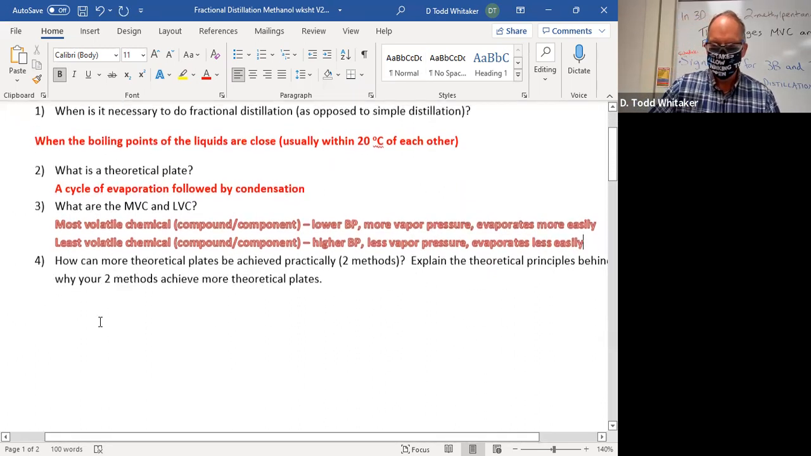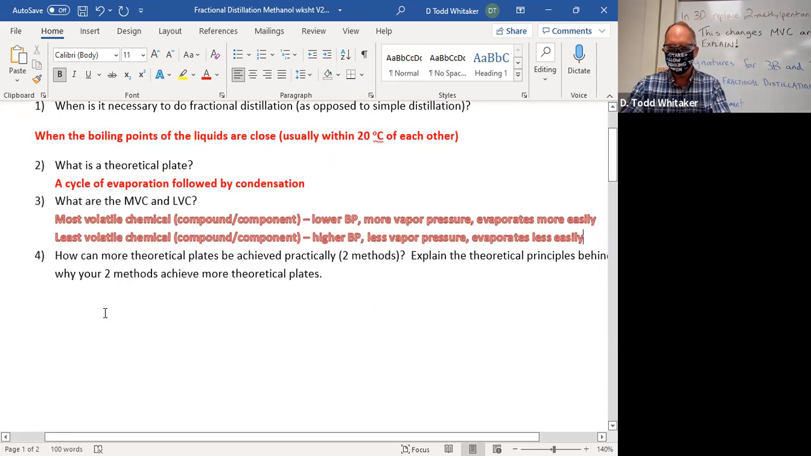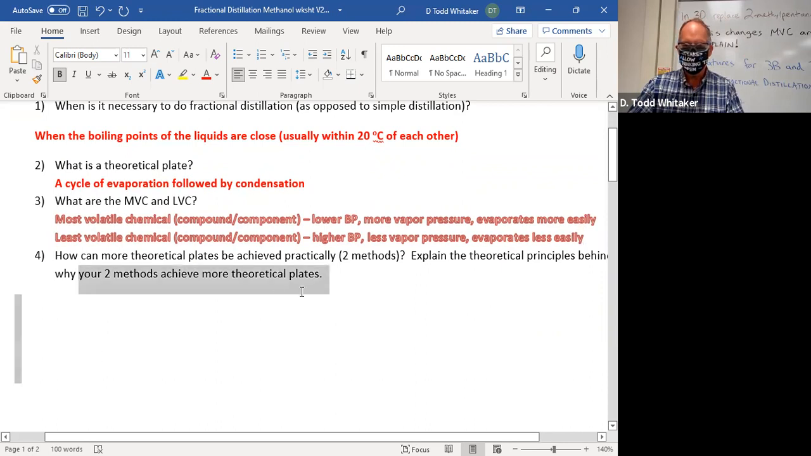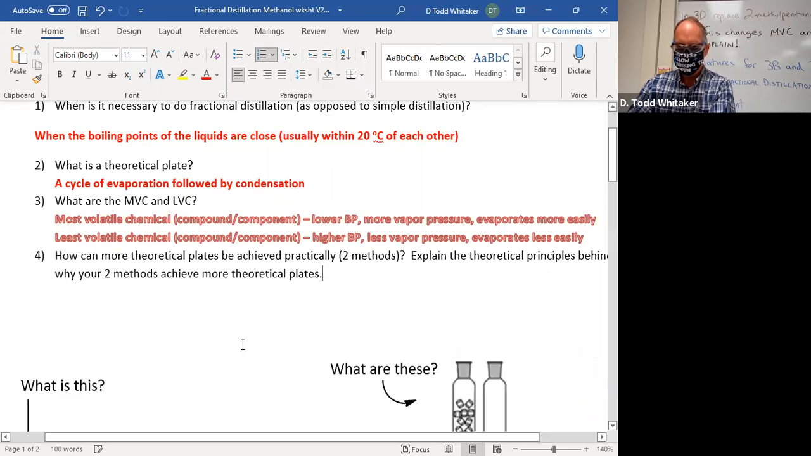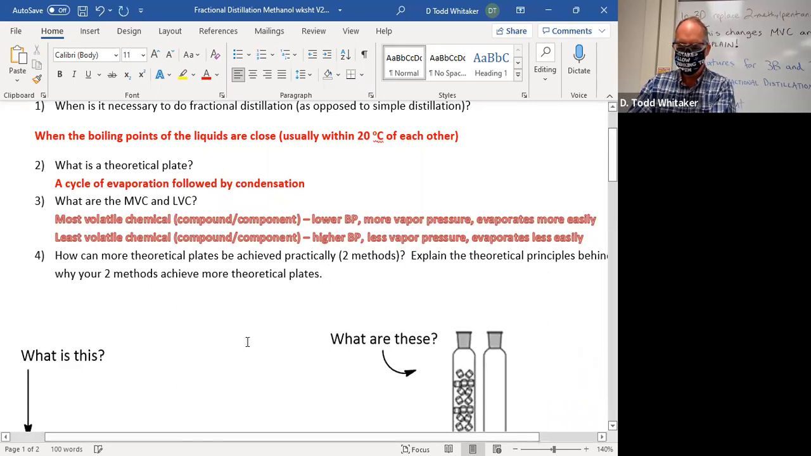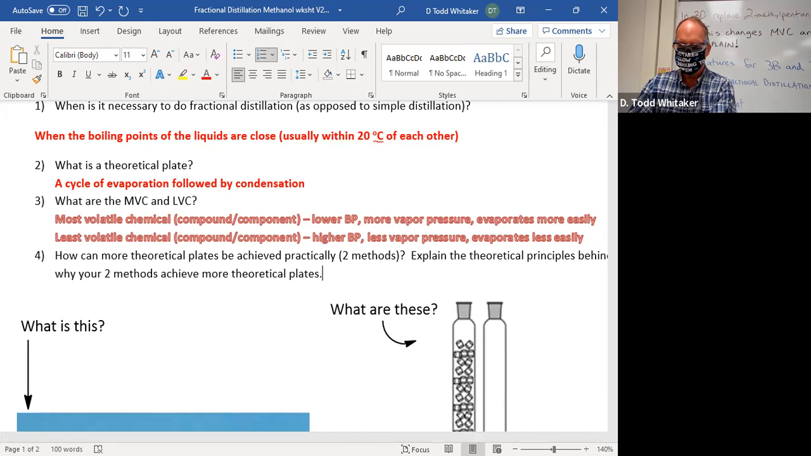How can more theoretical plates be achieved practically? Explain the theoretical. Okay, here we go. Actually, these diagrams are part of my answer.